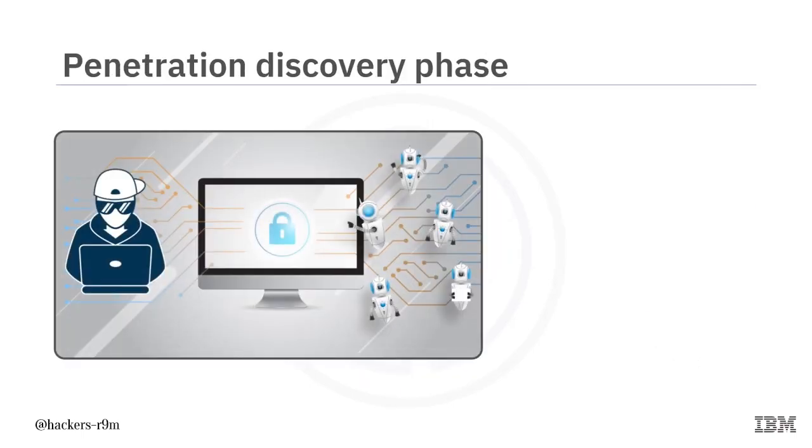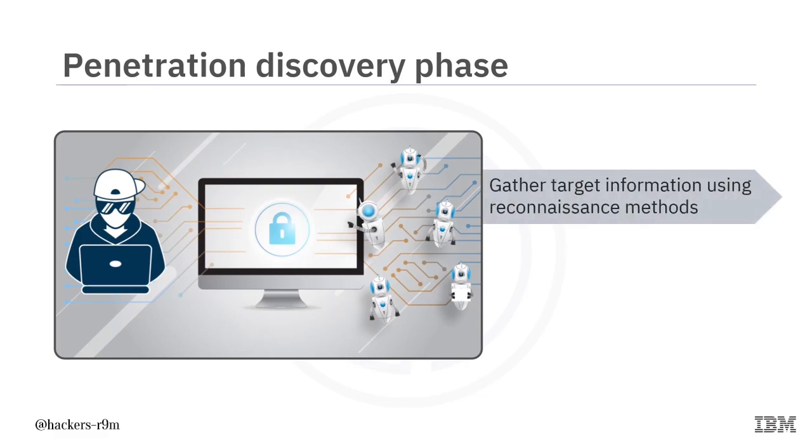The penetration discovery phase follows the planning phase. After determining the pen test scope, the testing team gathers data on the target system using various reconnaissance methods. For an application, this might involve analyzing its source code. For a network, tools like packet analyzers examine traffic flows. Pen testers may also utilize open source intelligence, or OSINT, to gain insights from public information sources.